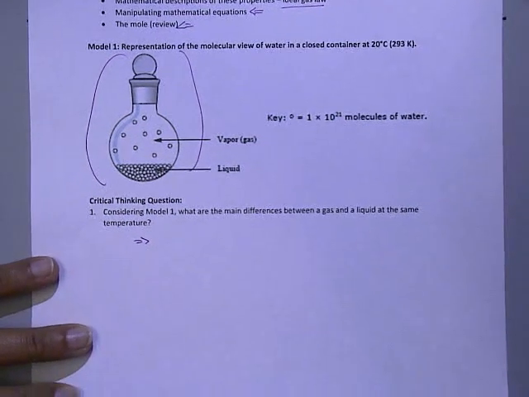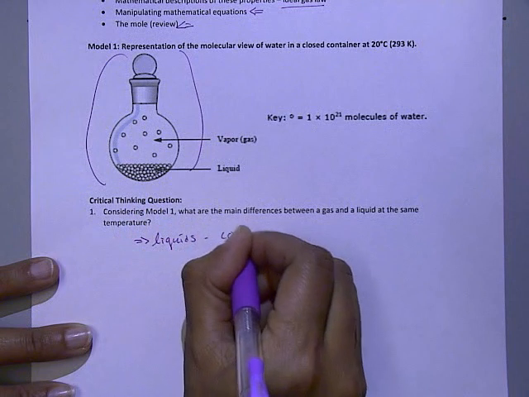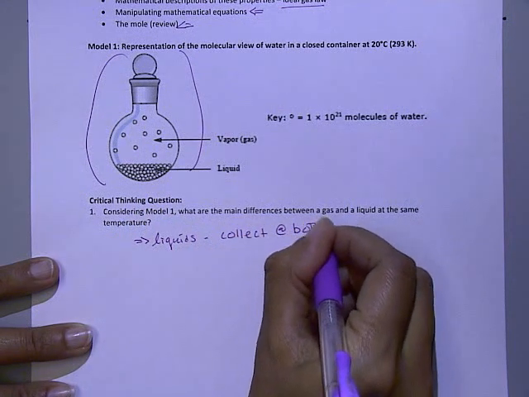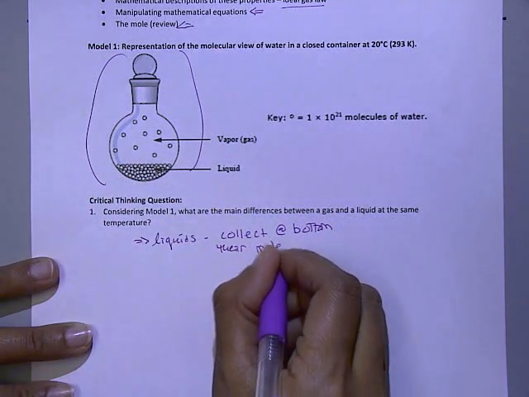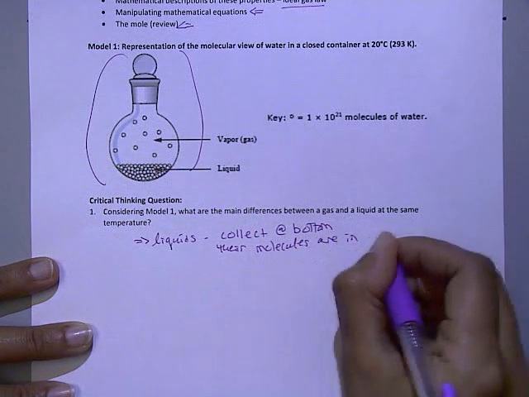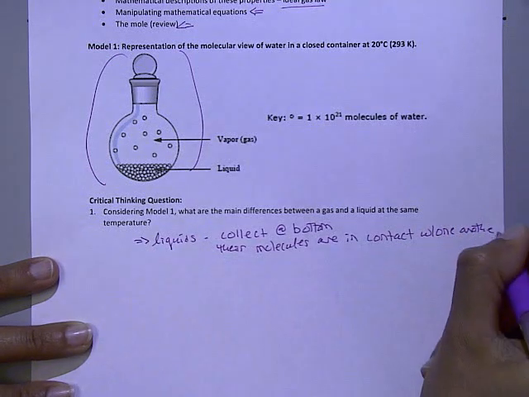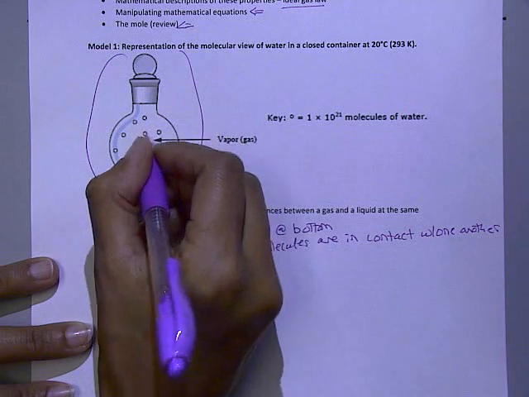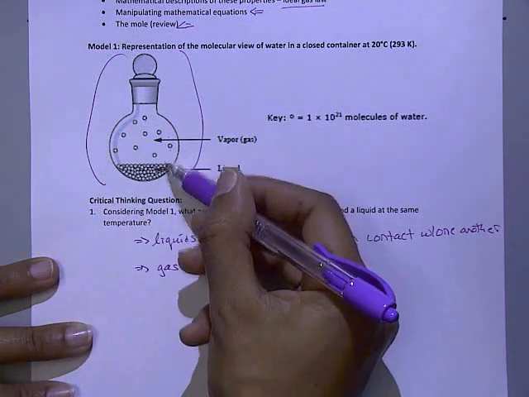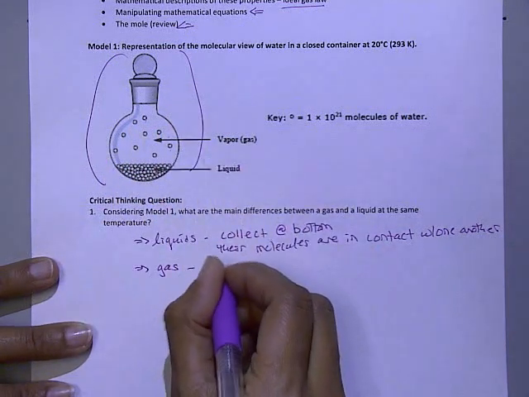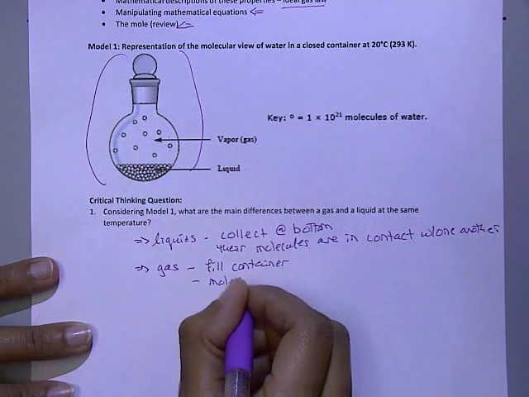Okay, I've assumed that you've paused this video and thought about it, so let's take a look. The liquids, what I'm seeing here is that they collect at the bottom. And the molecules of liquids are in contact with one another. Now, what about gases? This vapor here, these are the gaseous molecules. Gas molecules fill the container, while liquid molecules settled at the bottom. And the molecules are far apart from each other.